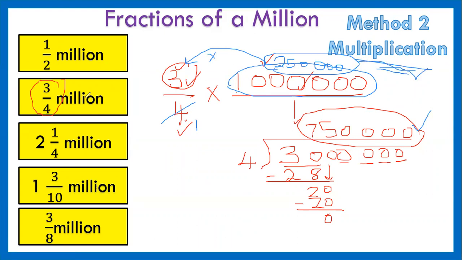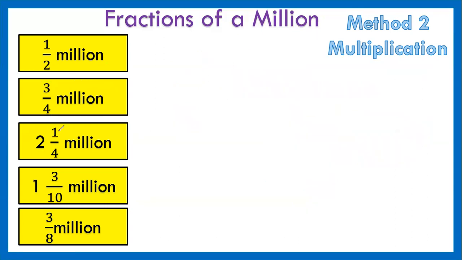But you can still use the fractions method to understand what is 3/4 of a million, it's always going to be 750,000. Okay. Now, let's do this. 2¼ million. So I have 2¼ million, and I want to find the whole number for it. Now, first of all, I would change this to an improper fraction.